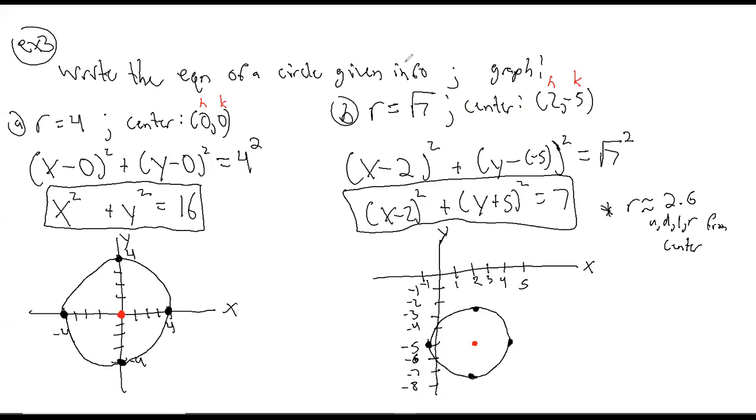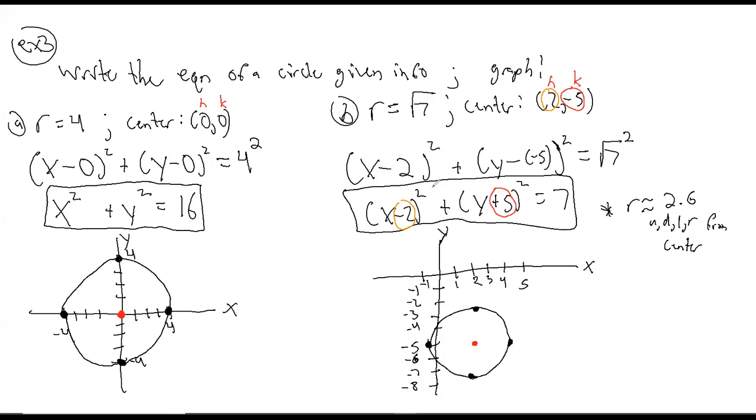I want to highlight something before moving forward. When the center has a positive coordinate in the equation, it's a minus, because this is taking the opposite sign. It's x minus the value. But when that coordinate is a negative in the equation, it ends up becoming a plus. These are backward signs from each other.